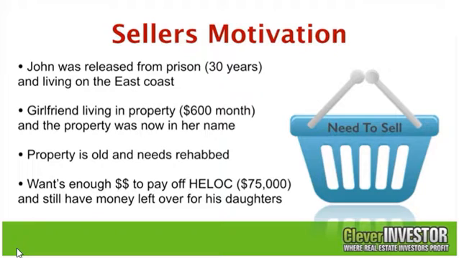Property's old, needed repairs, needed rehabbed, and he wanted enough money to pay off that HELOC, which was the $75,000 that they borrowed from the property, plus have money left over to give to his daughters. So I built a lot of relationship with John, got to know exactly what his wants and needs were, got to understand the property. I set up my higher authority. Everything was looking really good.